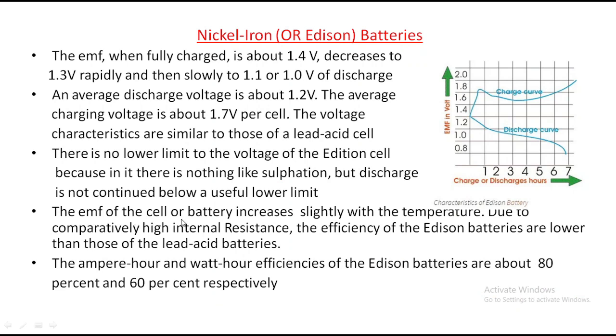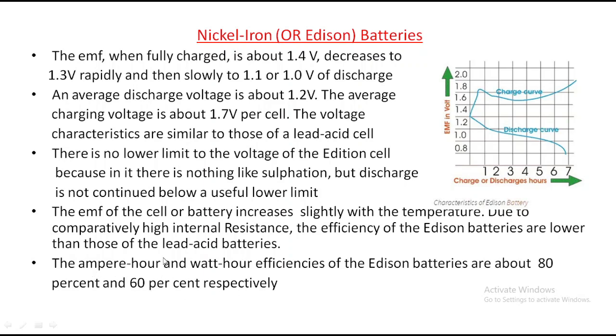The EMF of the cell of a battery increases slightly with temperature. Here, by increasing the temperature, the cell EMF increases. Due to comparatively high internal resistance, the efficiency of Edison batteries is lower than lead acid batteries. Nickel iron batteries have less efficiency compared with lead acid batteries. That's why lead acid batteries are very efficient. The ampere hour and watt hour efficiencies of Edison batteries are about 80% and 60% respectively.